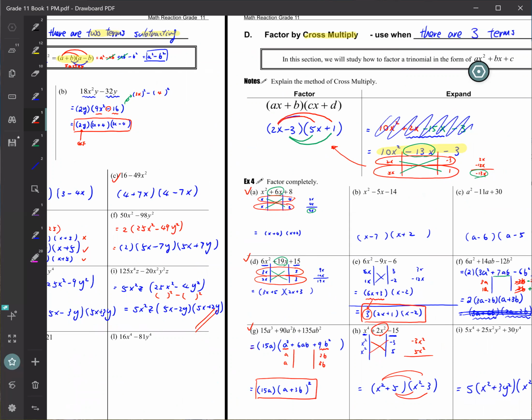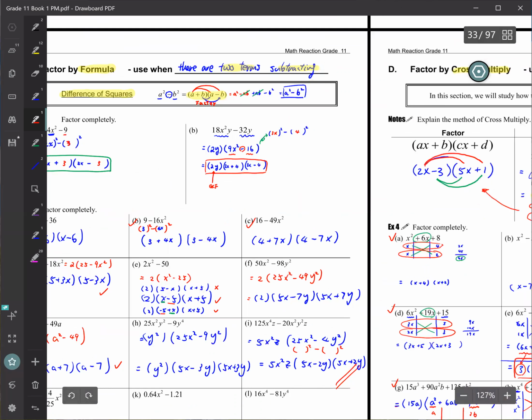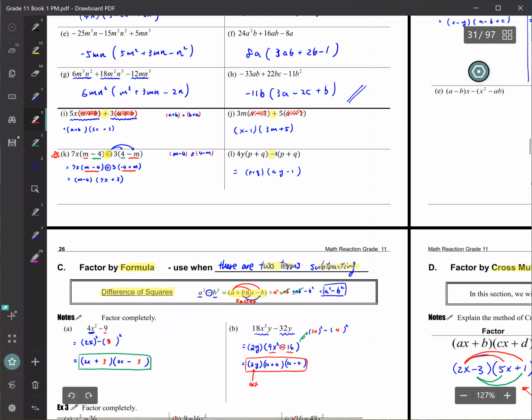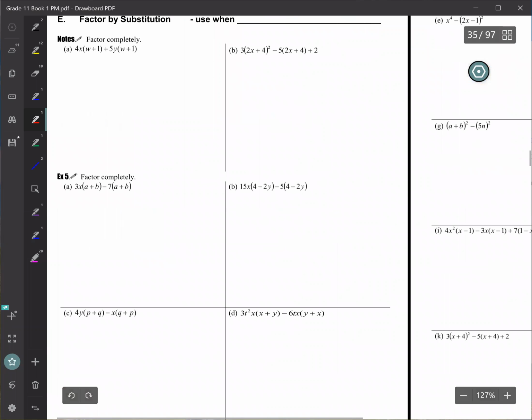So depending on what it looks like after substitution, if it looks like 3 terms, cross multiply. 2 terms and subtracting, use the formula. If there's a GCF, you do it at the beginning or at the end of the question, you double check. So let's look at substitution.